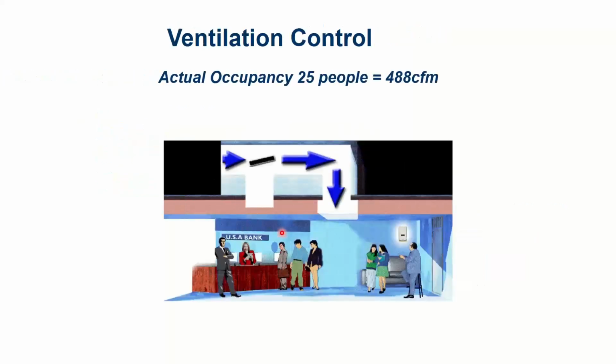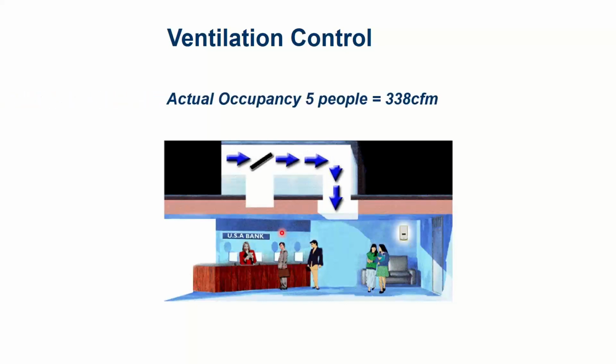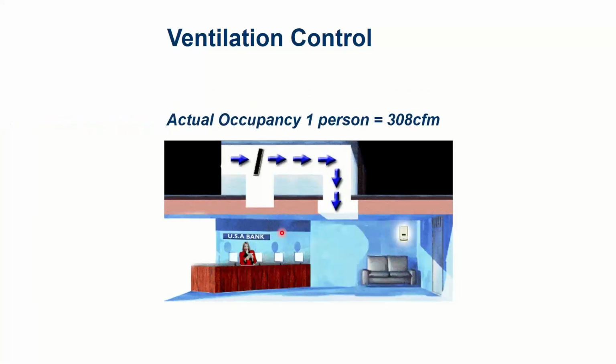So in real life, what's this going to start looking like? That same little bank job with the same lady working there with the same customers. I'm bringing in the 480 CFM of outside air. If only 5 people are there, I can throttle it back down to 340 CFM. And if she's by herself, I can throttle it back to 308. So 308 is still a lot of CFM, and it didn't go down as much as you might have thought because I still have the square footage number.